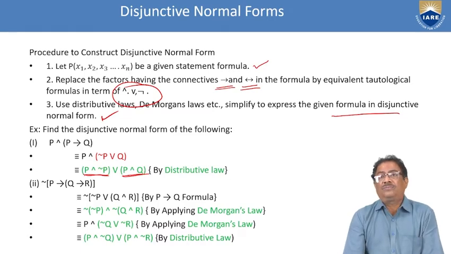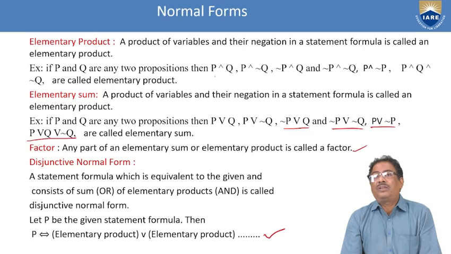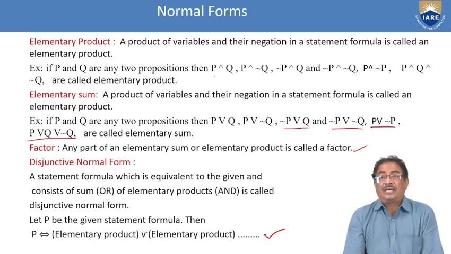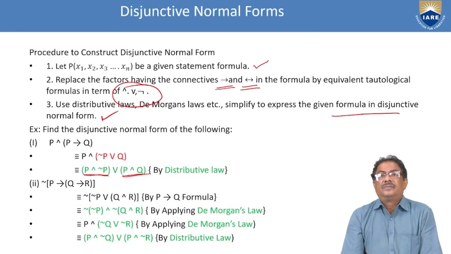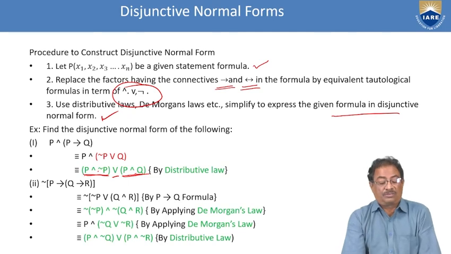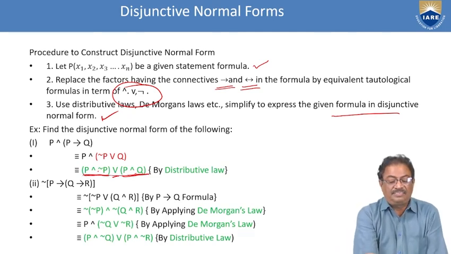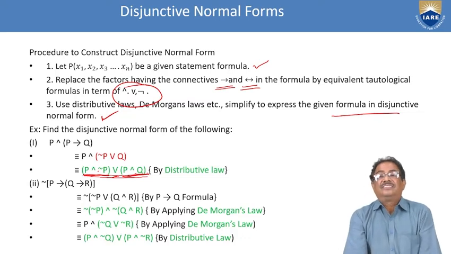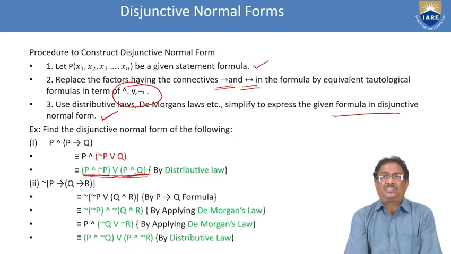What is the previous one? We say that this is the sum of elementary products. Now here, this is one elementary product. This is another elementary product. And R will be there. This is a sum of elementary products. So we can say that this is in normal form, in disjunctive normal form. So we have to specify what type of normal form it is. We are first concentrating on disjunctive normal form, and afterwards conjunctive normal form.